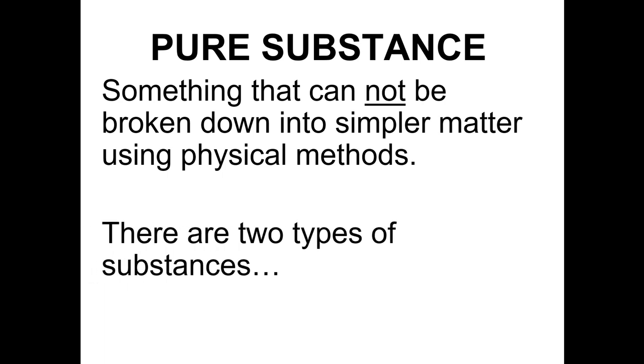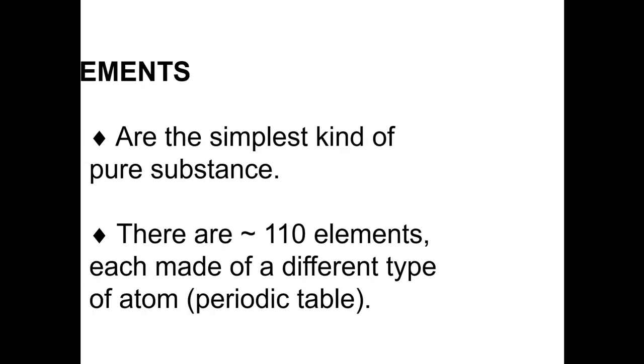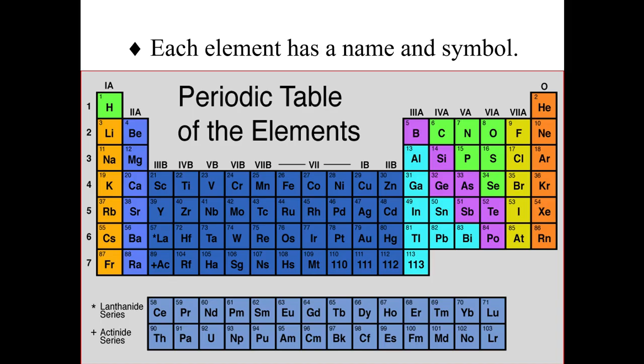There are two types of substances: elements and compounds. Elements are the simplest kind of pure substance. There are approximately 110 elements. They're each made of a different type of atom, and there's a periodic table that shows you all the different atoms. You'll learn about this when you're in M2, but for today, we just show it to you so you have a general idea.